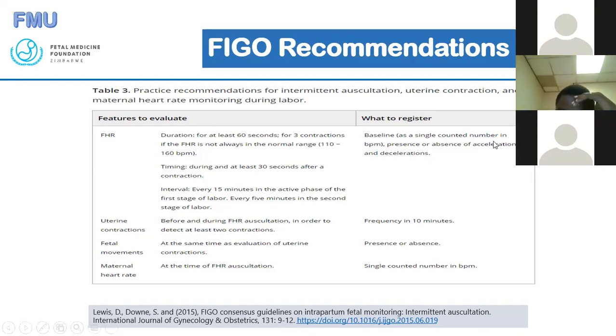This is what we have to register: the presence or absence of accelerations or decelerations. You agree with me that if you go to our labor ward, none of our charts record accelerations or decelerations. Nobody does these things, to be honest with you. Of course, this is the correct way to do it. Probably this explains why we have a lot of fresh stillbirths and macerated stillbirths in our labor ward. The frequency of contractions in every 10 minutes should be recorded, the fetal movement should be recorded as present or absent, and the maternal indices should also be recorded. That's the correct way of doing it.